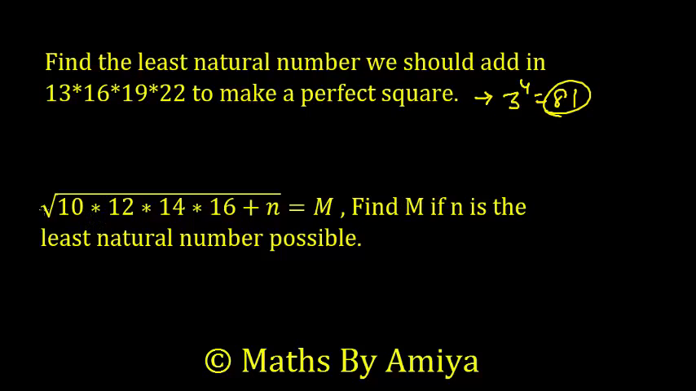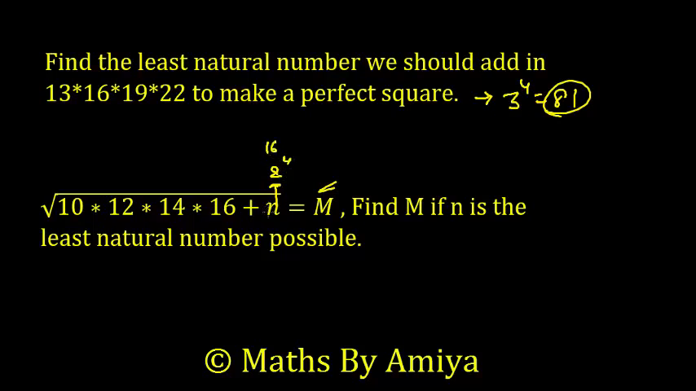Now solve the second question, that is under root of 10 into 12 into 14 into 16 plus n equal to m. Find the value of m if n is the least natural number possible. We know the gap is 2, means common difference of 2, so n should be nothing but 2 raised to power 4, which is nothing but 16.